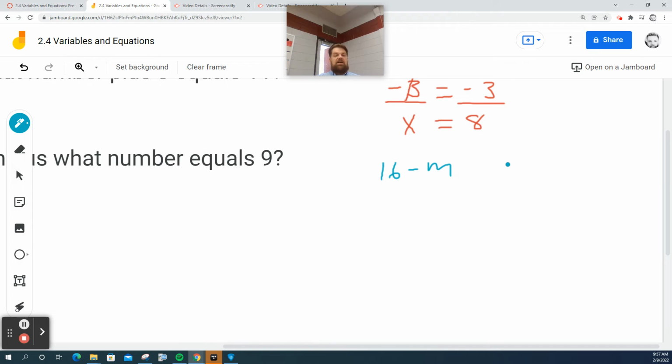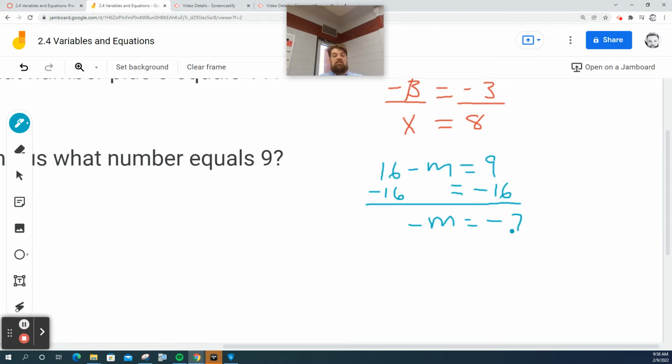So I've got 16 minus m equals 9. I want to get m by itself. I'm going to subtract 16 from both sides. Why am I subtracting 16? Because 16 is positive originally. Technically, you're adding 16 to negative m. So to move it, you got to do the inverse of adding, which is subtraction. 16 minus 16 equals 0. What's 0 plus negative m? No, it's negative m. What's 9 minus 16?